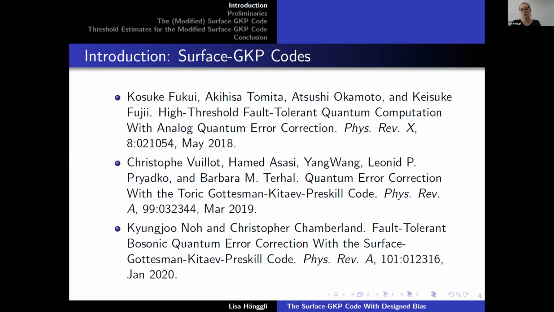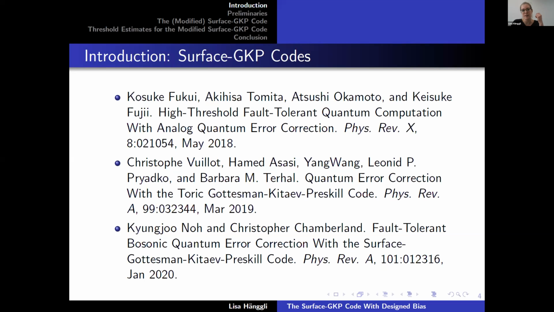So the Surface-GKP code is basically just the concatenation of the GKP code with a surface code. So the physical qubits of the surface code are logical GKP-encoded qubits. These codes were considered before, for example, by Fukui and co-authors, Vuillot and co-authors, and Noh and Chamberlain. It was found that the noise resilience of the surface code can be improved by combining it with a GKP code. And one can even make this improvement bigger by, for example, also considering the GKP syndrome information in the surface code decoding step.